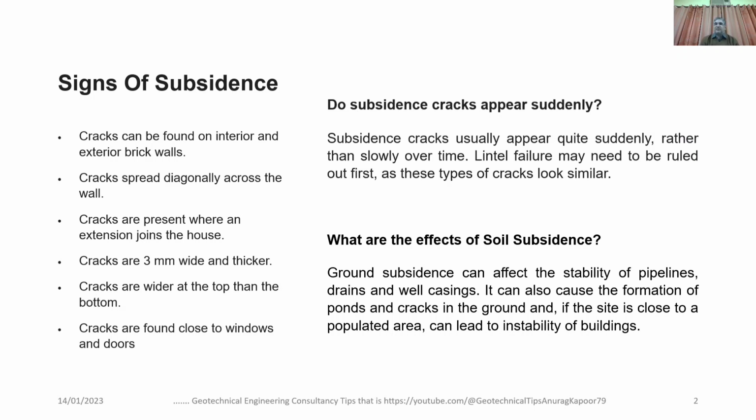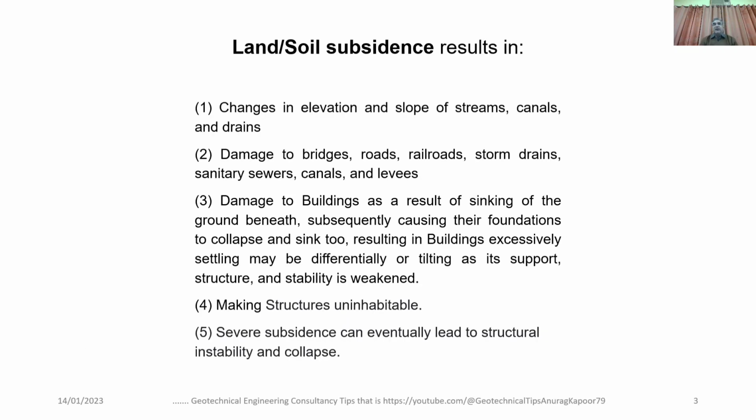Now, what are the effects of soil subsidence? Ground subsidence can affect the stability of pipelines, drains and well casings. It can also cause the formation of ponds and cracks in the ground, and if the site is close to a populated area, can lead to instability of buildings. Land subsidence results in changes in the elevation and slope of streams, canals and drains. It can cause damage to bridges, roads, railroads, storm drains, sanitary sewers, canals and levees.